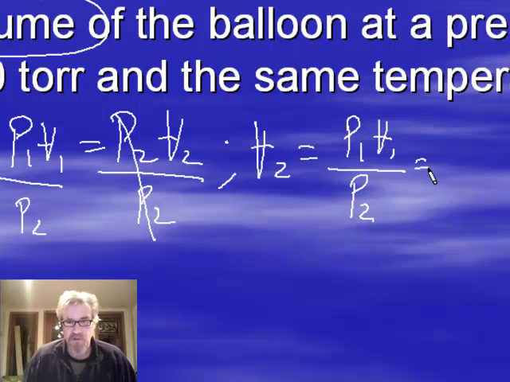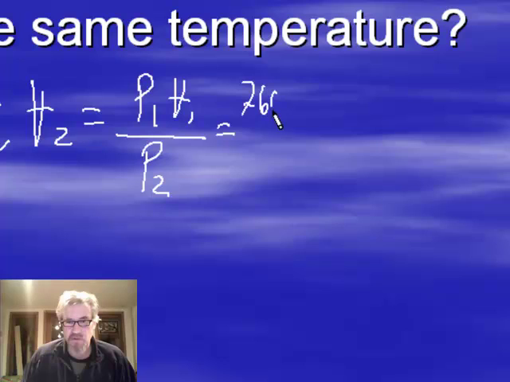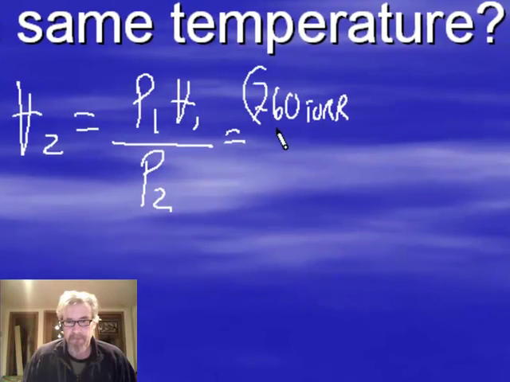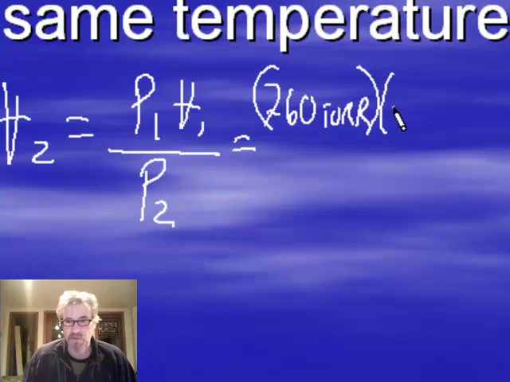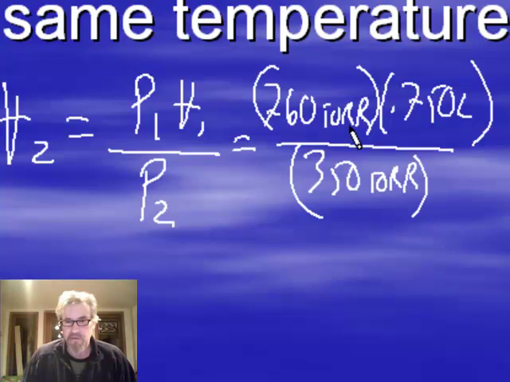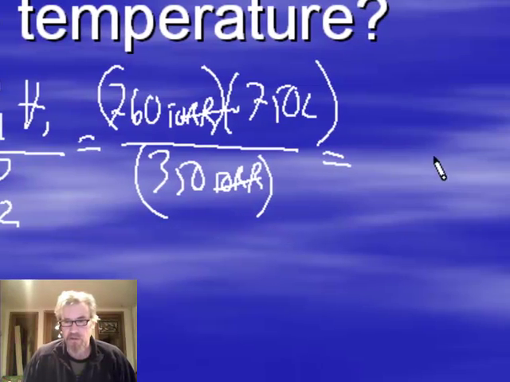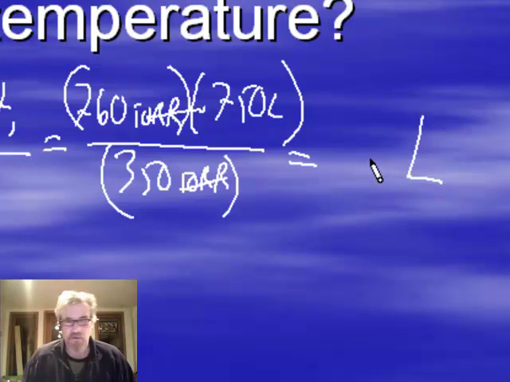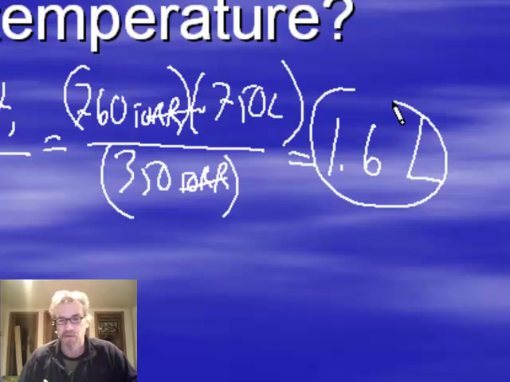So let's plug numbers in there. The first pressure was 760 torr. The first volume is 0.750 liters. The second pressure is 350 torr. You can see that torr are going to drop out of this calculation, and our answer is going to be liters, and that's good because that's a volume. When you do the calculation, you find out that it's 1.6 liters, two significant figures. Why would there be two significant figures? 760 torr and 350 torr have only two sig figs here.